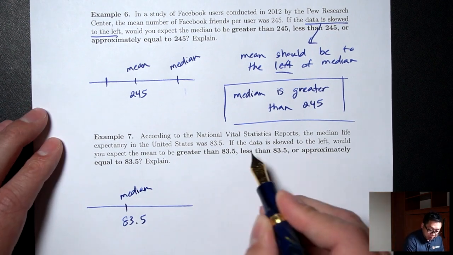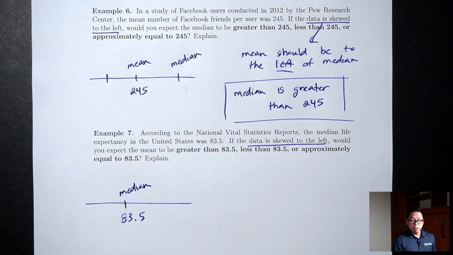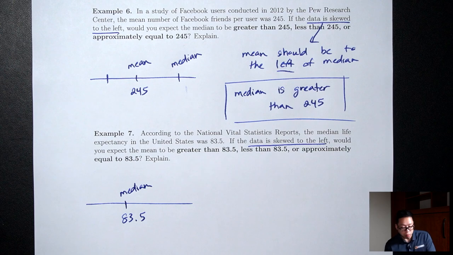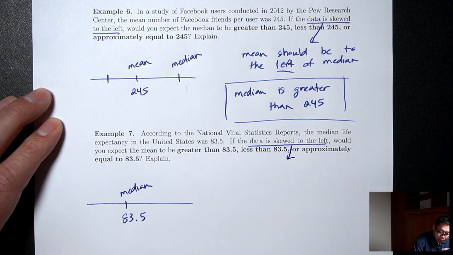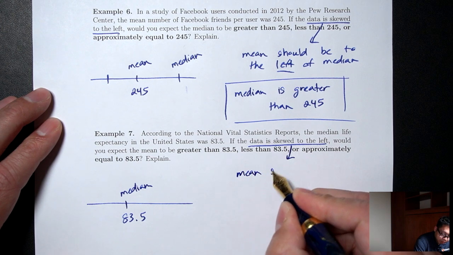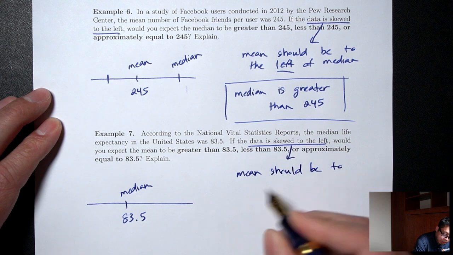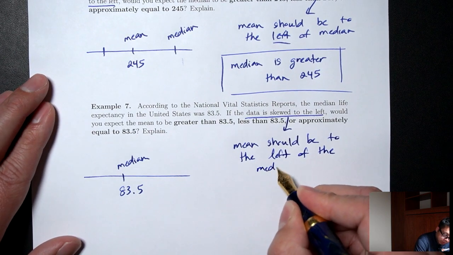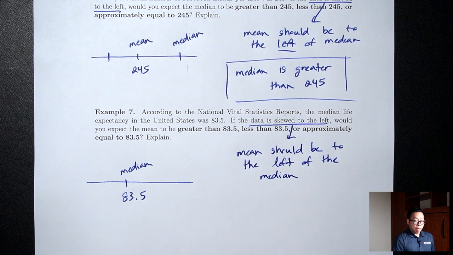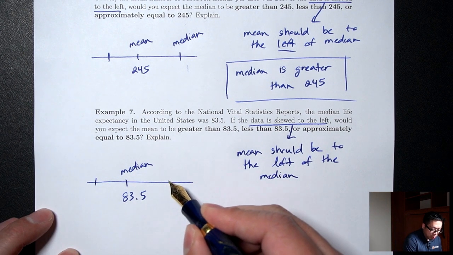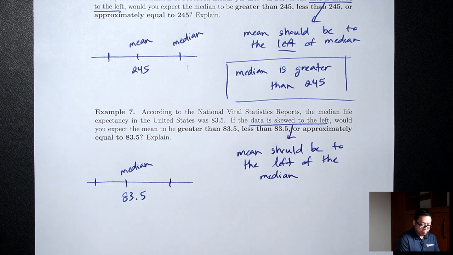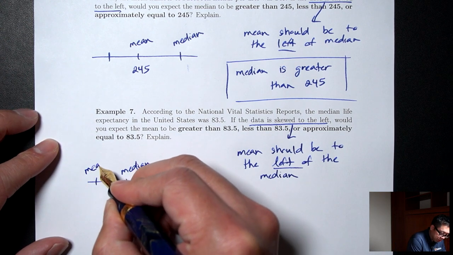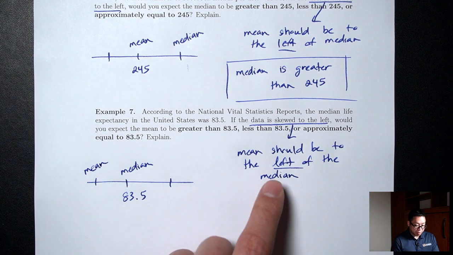I'm also told that the data is skewed left. Okay, that's important. What do I know about skewed left data? Skewed left, the mean is to the left. So this is telling me that the mean should be to the left of the median. And now the question is, where should you put the mean? Here or here, so that it is to the left of the median? Well, you would put it right here. If I do that, then the mean is to the left of the median, exactly like I want it.